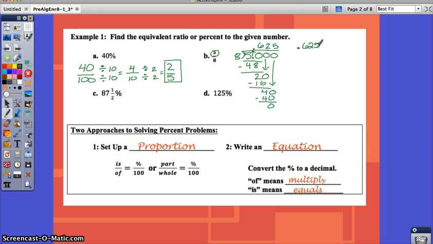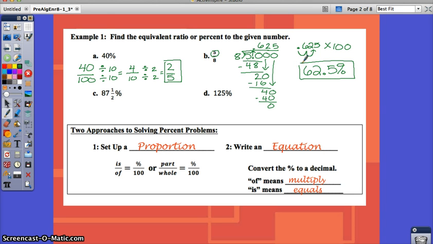625 thousandths, or 0.625, and you need to multiply that by 100. Multiplying by 100 is the same as just moving this decimal 2 places to the right. So my percent would be 62.5%. Remember, this method will always work.